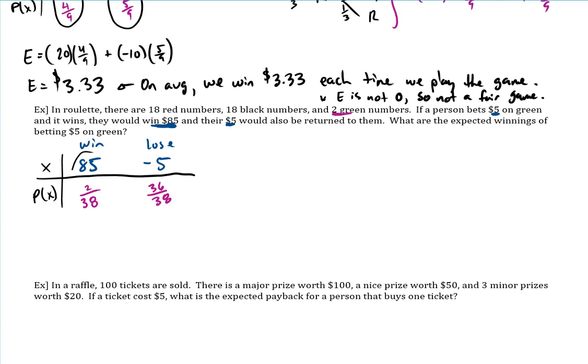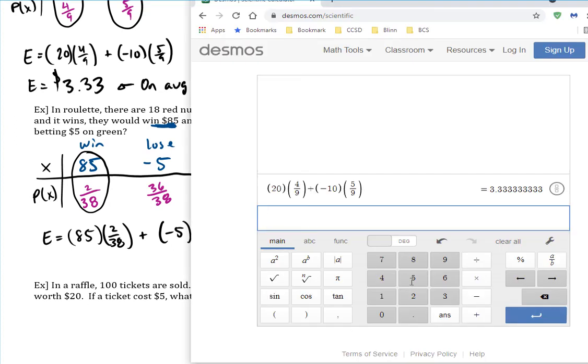Okay, and now that we have this table, this is where we would take our verticals and multiply them. So the X value times the probability. This will give us the expected value. So we have 85 times 2 over 38 plus -5 times 36 out of 38. Okay, and now I need my calculator again. Okay, so let's go to the Desmos.